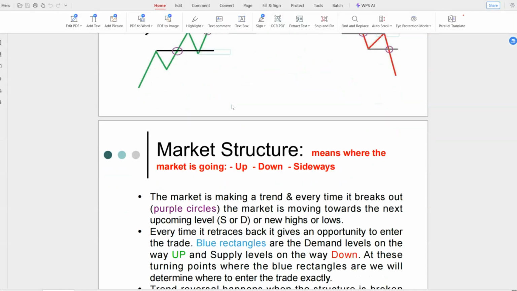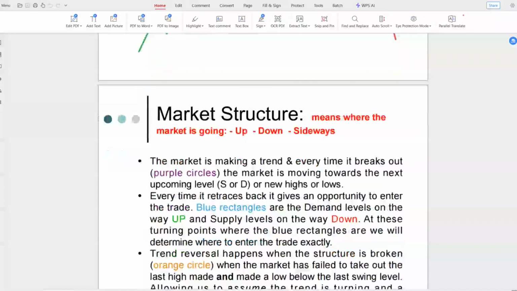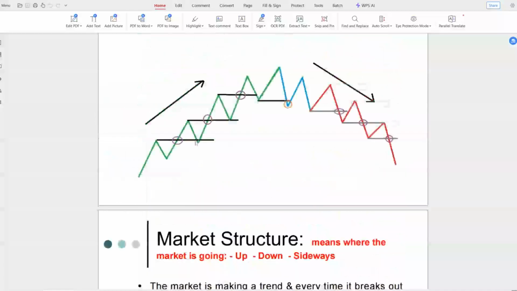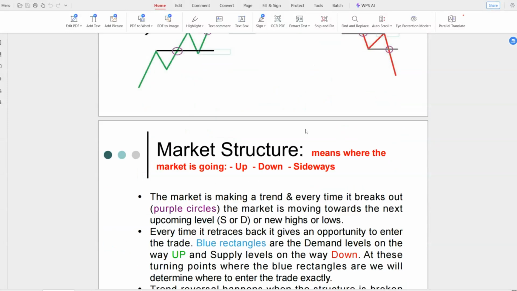Okay, so as you can see, the market does that often, and we just have to look out for it. And then every time it retraces back, it gives an opportunity to enter the trade. This is why we like to buy cheap, okay, when the market comes back in an upwards trend. So this is the goodbye kiss zone. Market breaks out, goodbye kiss, going up. Market breaks out, goodbye kiss, going up, and sooner or later it's going to turn around.